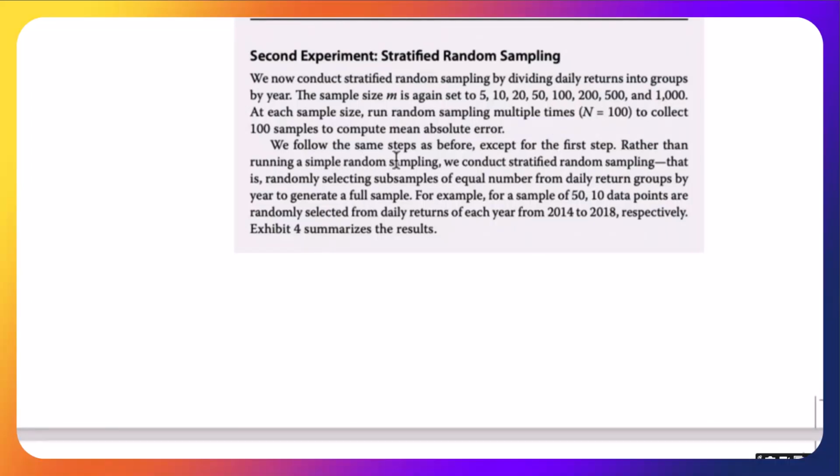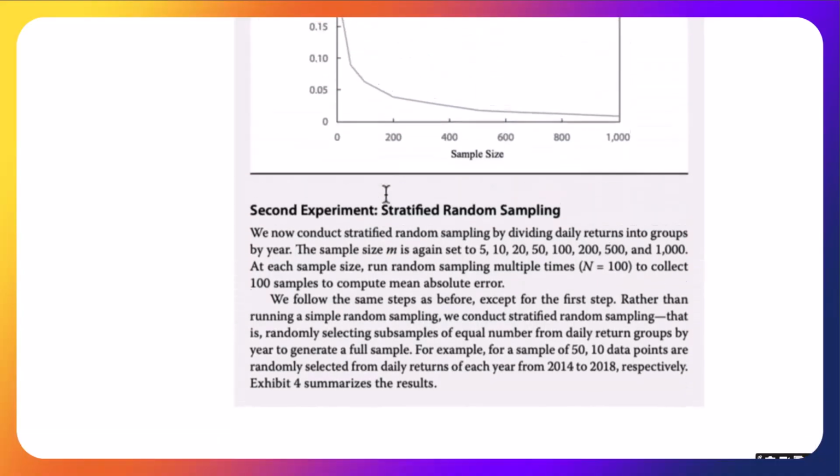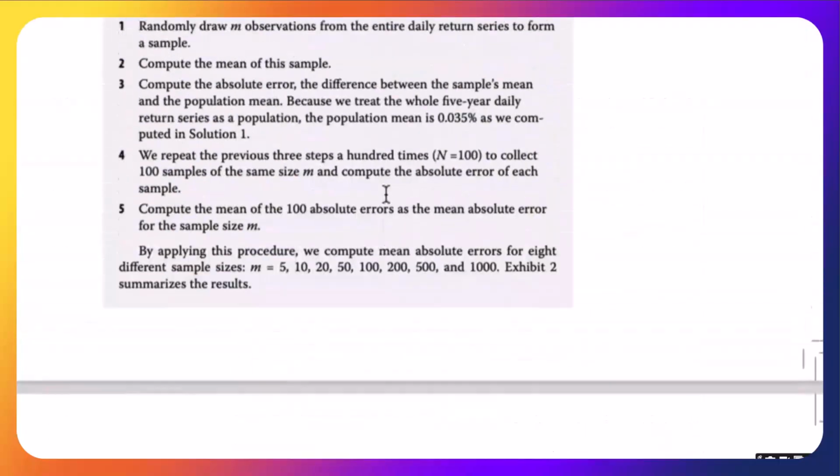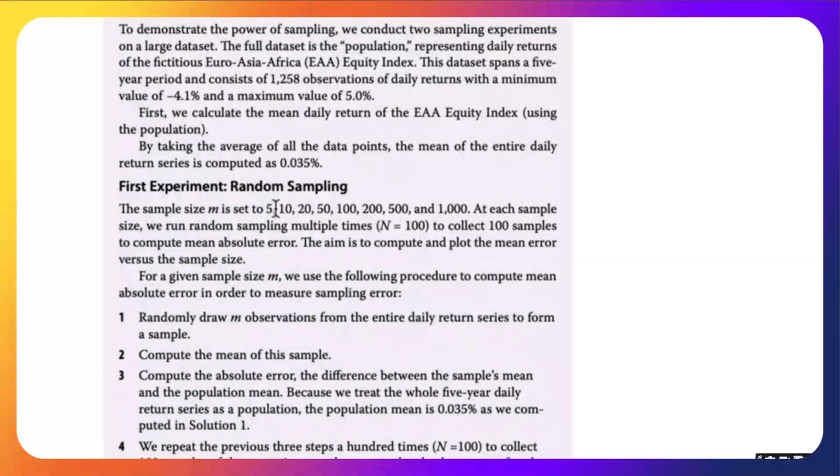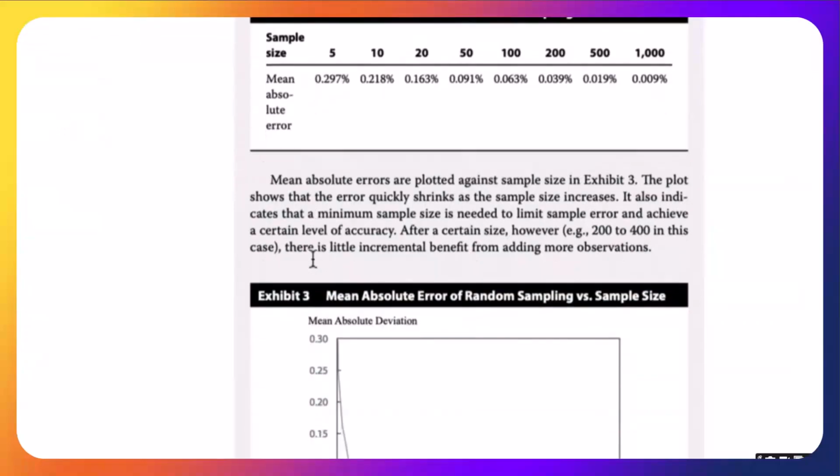Rather than running a simple random sampling, we conduct stratified random sampling, that is, randomly selecting subsamples of equal numbers of daily return groups by year to generate the full sample. So basically how they're doing it here is, for the first size, 5, there are 5 years here. So they're going to segment these 1,258 observations by year, by 5 years. Then to get a sample of 5, they will take 1 observation from each of the 5 years. To get a sample of 10, they would take 2 observations from each of the 5 years, and so on, so that their sample size is still the same thing.